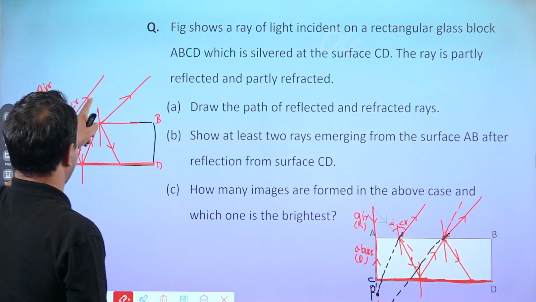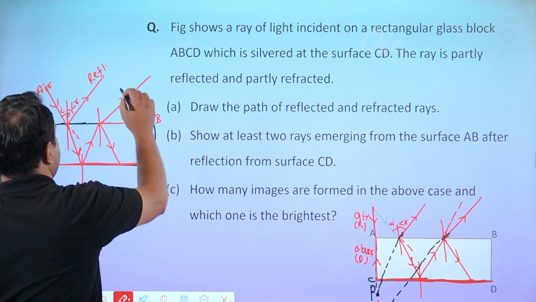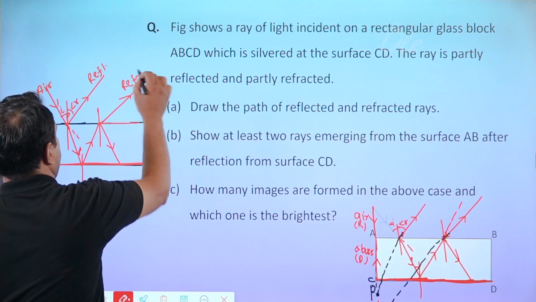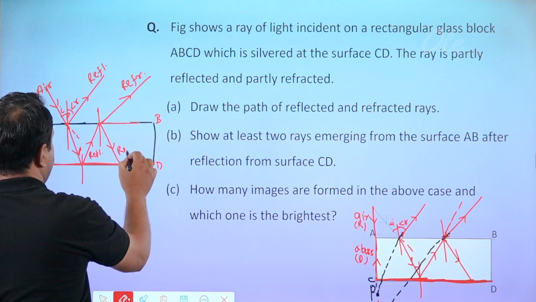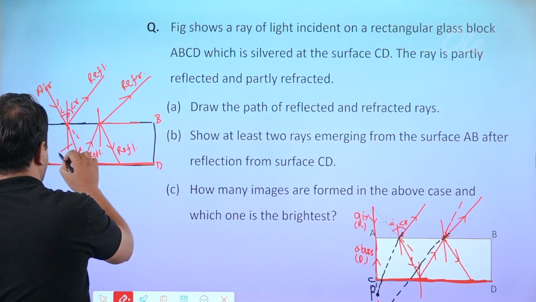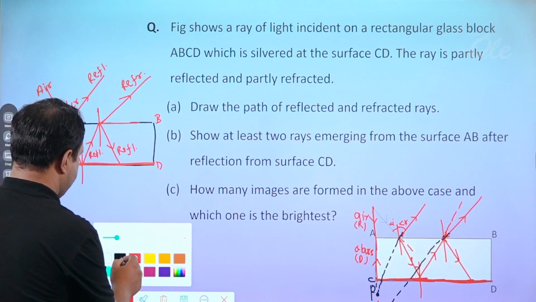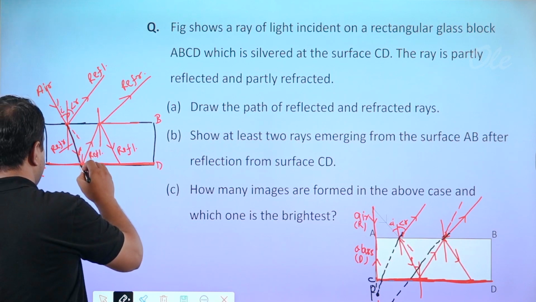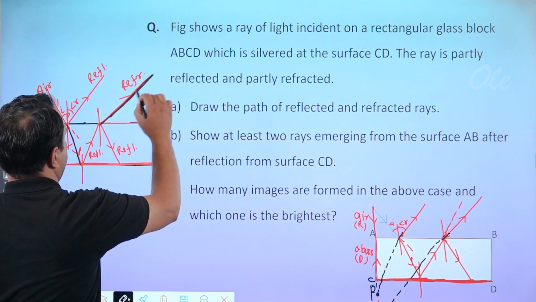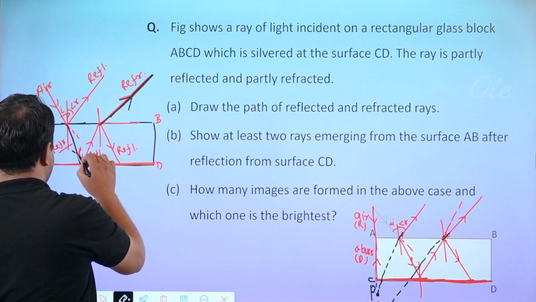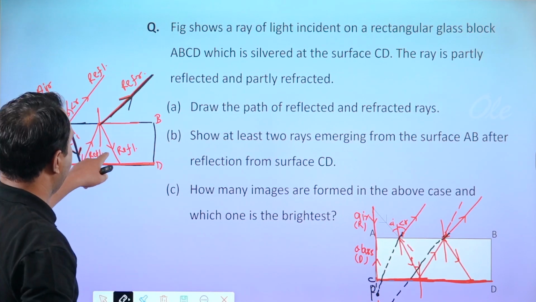So these are the reflected rays. This is the first reflected ray. This is the refracted ray. Right? This is a reflected ray, and this is a reflected ray. This is a refracted ray. Are you getting it now? The black ones are refracted rays and the red ones are reflected rays, right?